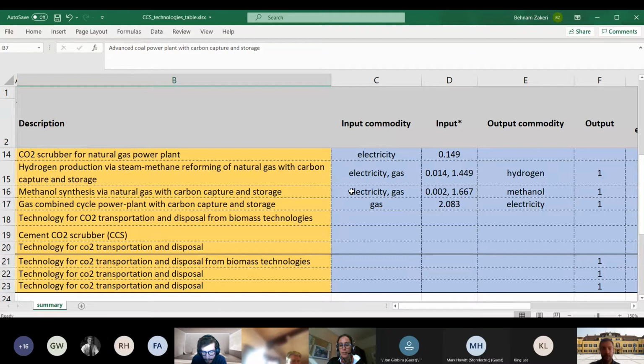I see John has some reactions. Please, John, and Dennis, your hand is still up. I don't know if it's a legacy hand.